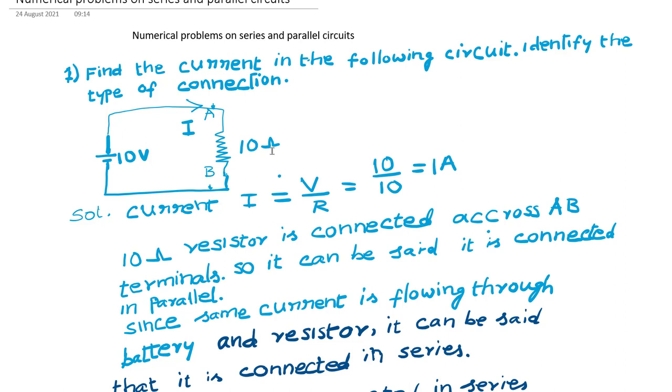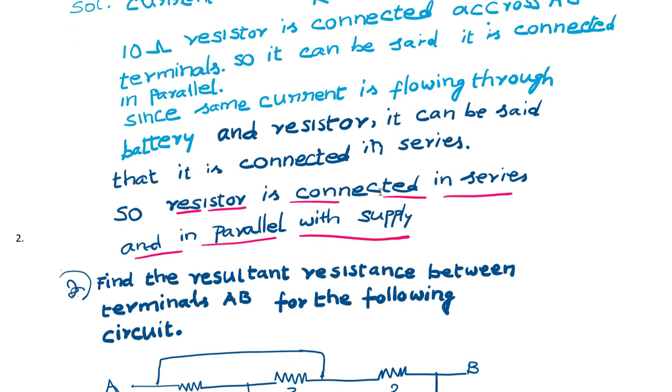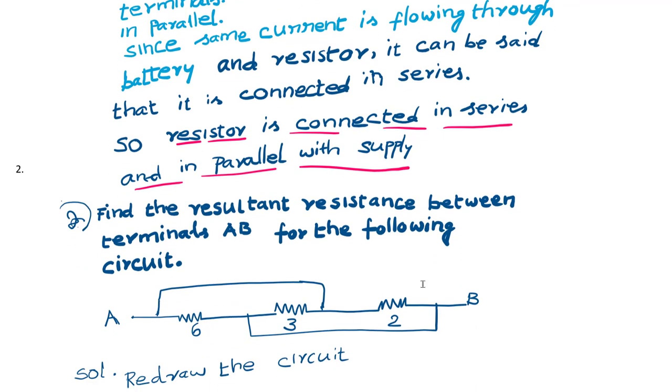So we can say this 10 ohm resistor is in series with the supply and is also in parallel with the supply. So that is what we have written here. Resistor is connected in series and also in parallel with the supply. Now let us go to the second problem.